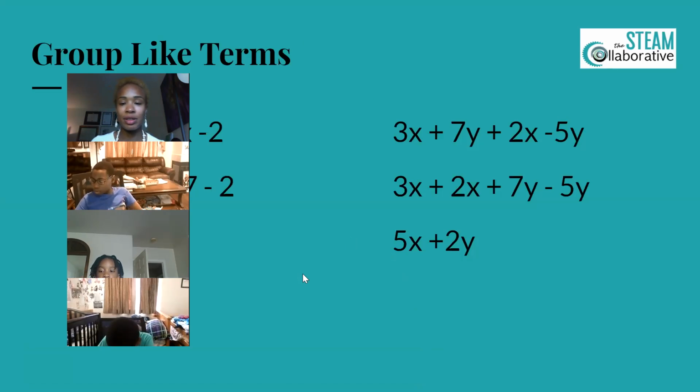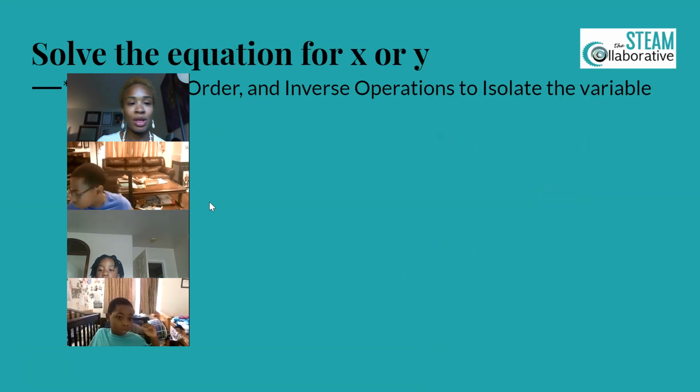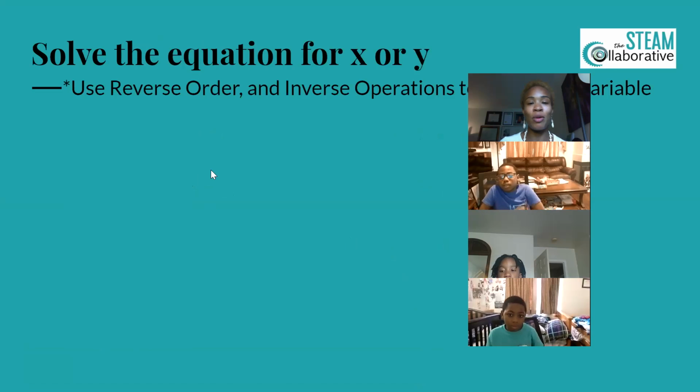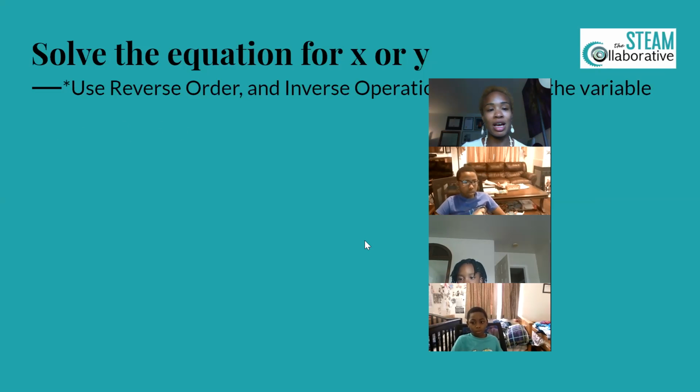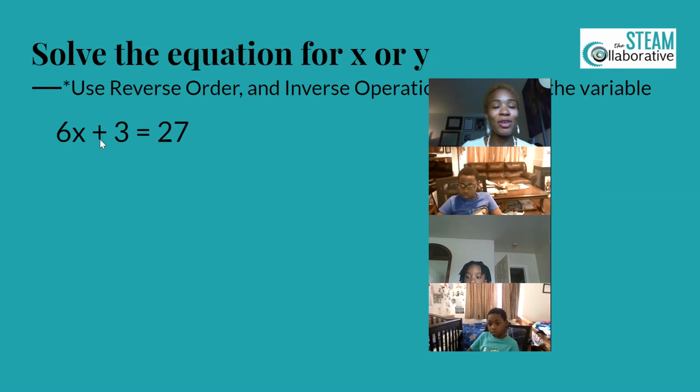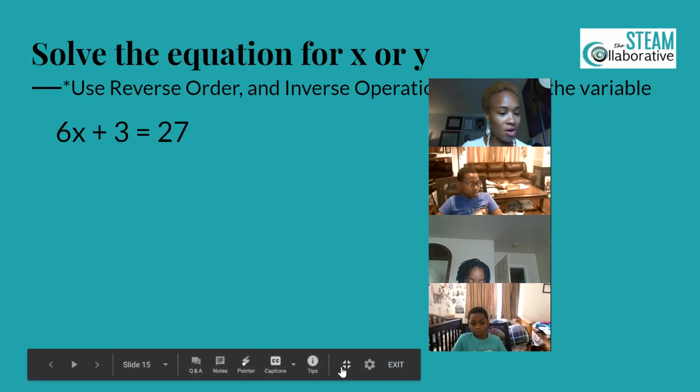Okay, good. All right, so you solve the equation for x or y. Use what you learned on those other slides, the reverse order and the inverse operations, to get the variable on one side. So we have a problem like this. The reverse order of operations: instead of doing the multiplication first, you would do the subtraction first. Well, sorry, you do the addition first. And so you do the inverse of that. So let me write it on the whiteboard.